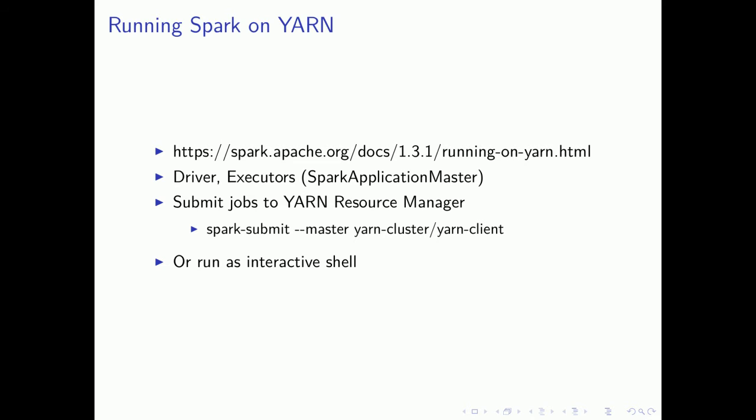On Spark, you would have a Spark application master, and you can choose whether you want to run the driver with your Spark application master, or you could run the driver on your edge node. So then you can submit jobs to the Yarn resource manager by just using the Spark submit command. And you set the master either to yarn cluster, that means you're going to run the driver in the cluster, or you can set it to yarn client, and the driver will run on your edge node. Or you can run it as interactive shell, which is what we're going to do.